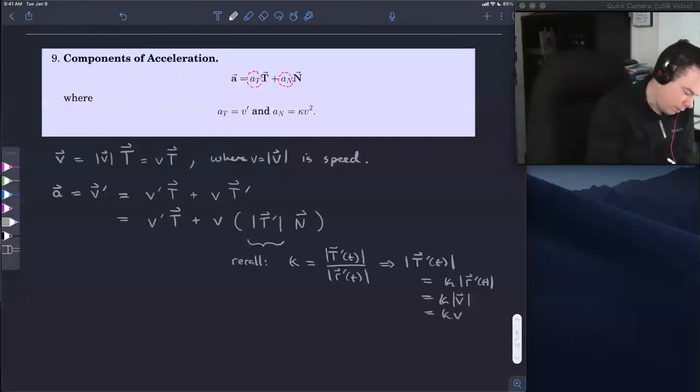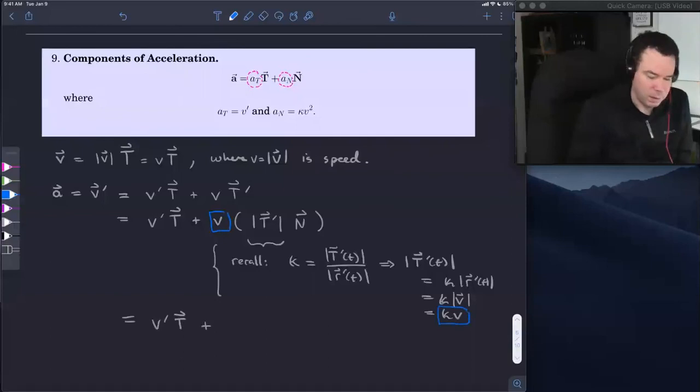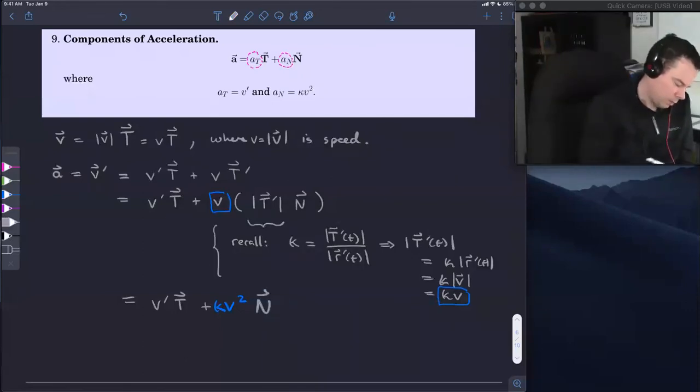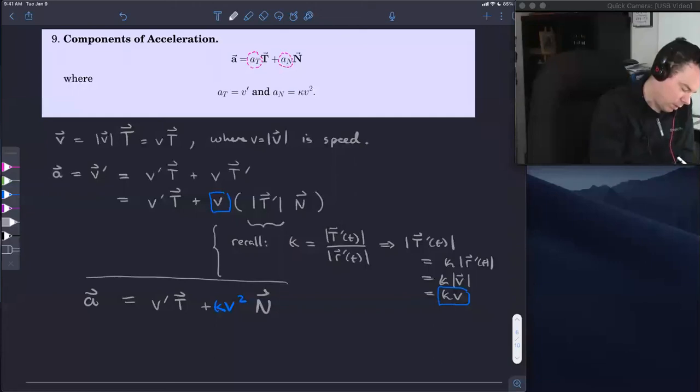So what we have is all these expressions that we've just been rewriting. We get that acceleration is given by v prime times the tangential direction, plus we've got v times another kappa v, or curvature times v. So that's v squared times curvature, and that's in the n direction. And so that's what our acceleration can break down into.